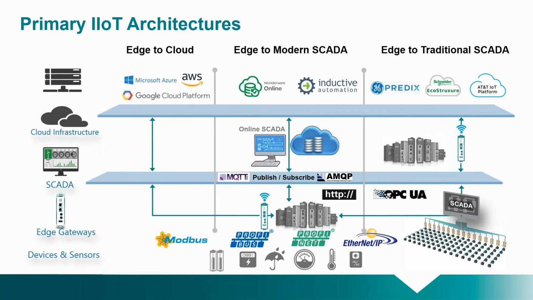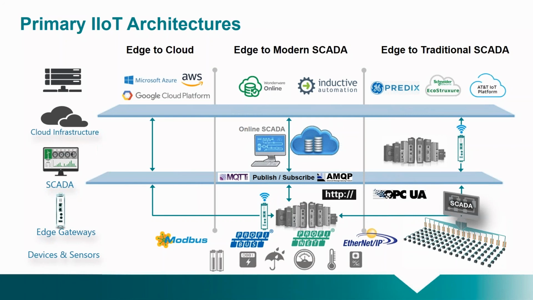So as you can see, in summary, Moxa is seeing three typical architectures emerge with customers who are deploying these IIoT solutions. First is the edge to cloud. Then we are seeing integration with modern SCADA systems. And finally, we continue to see, and will expect to see for some time, a need for edge to traditional SCADA systems and the gateways that enable that.